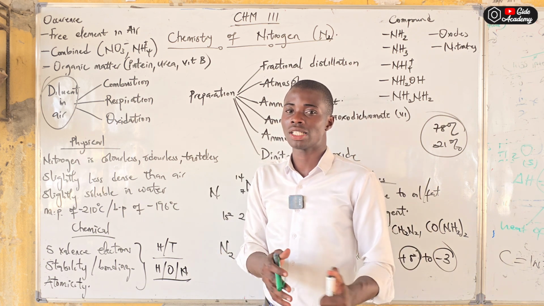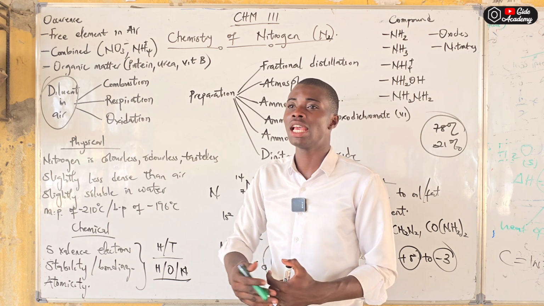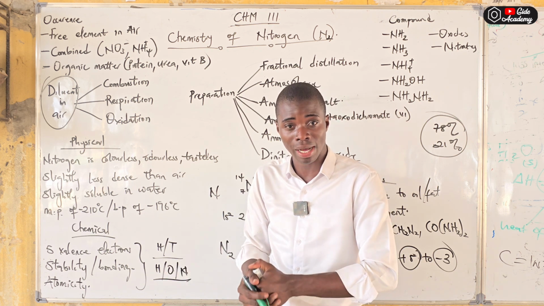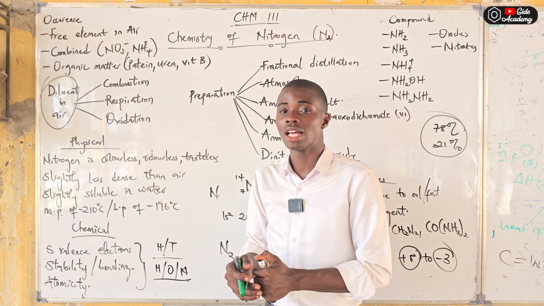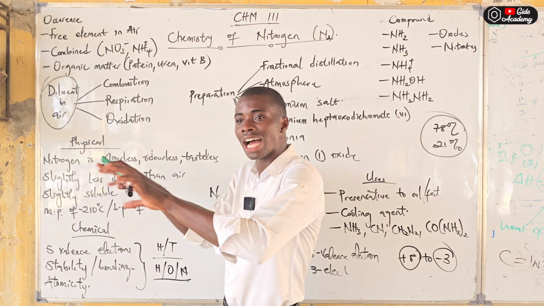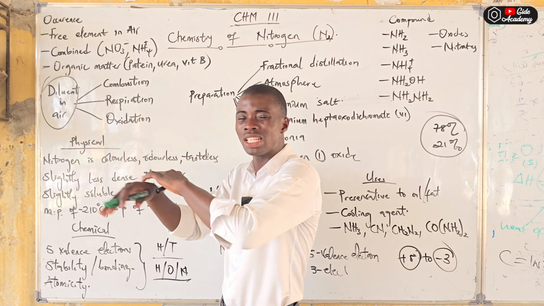If you notice during the harmattan season, the air is much drier. The presence of oxygen during harmattan is very, very high. That's why you can just dry a cloth within an hour.